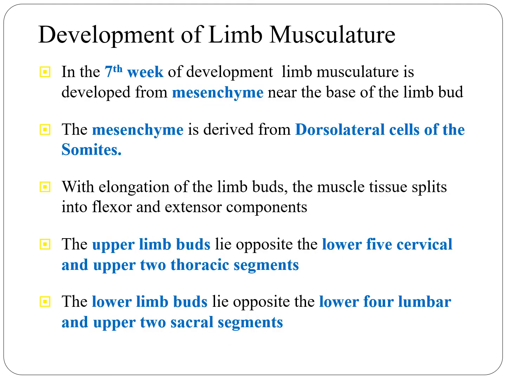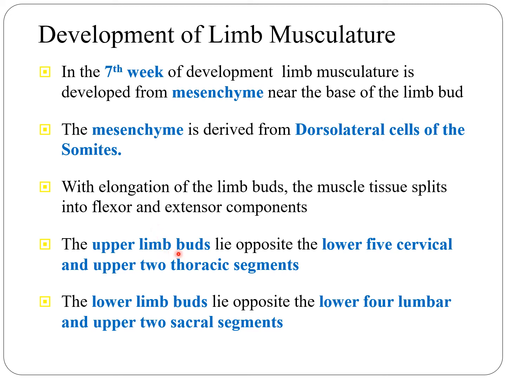The limb musculature in the 7th week of intrauterine life is developed from mesenchyme near the base of the limb bud, as we have seen in the previous picture. The mesenchyme is derived from the dorsolateral cells of the somites. Somites are divisible into parts, so their dorsolateral cells are mainly responsible for the formation of the limb musculature cells. With the elongation of the limb buds, the muscle tissue splits into flexor and extensor components and enters the limb buds. I will show you the other picture.